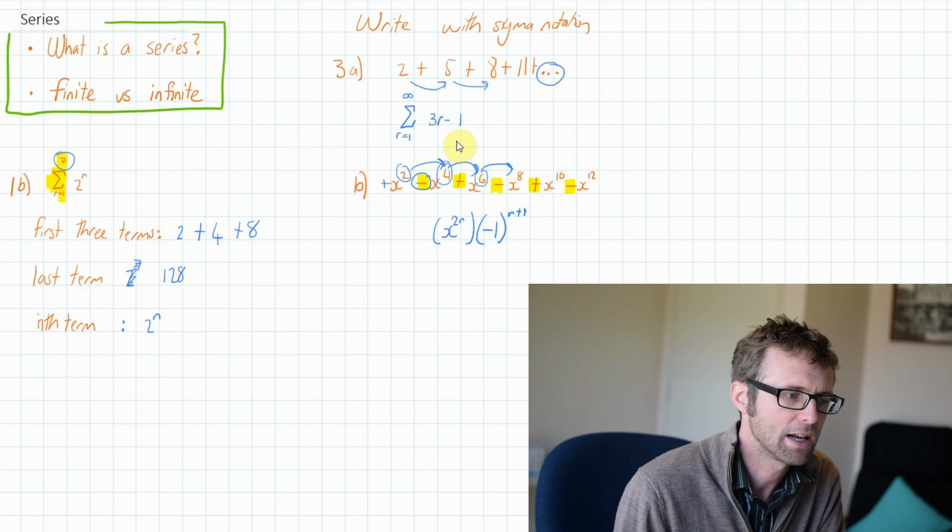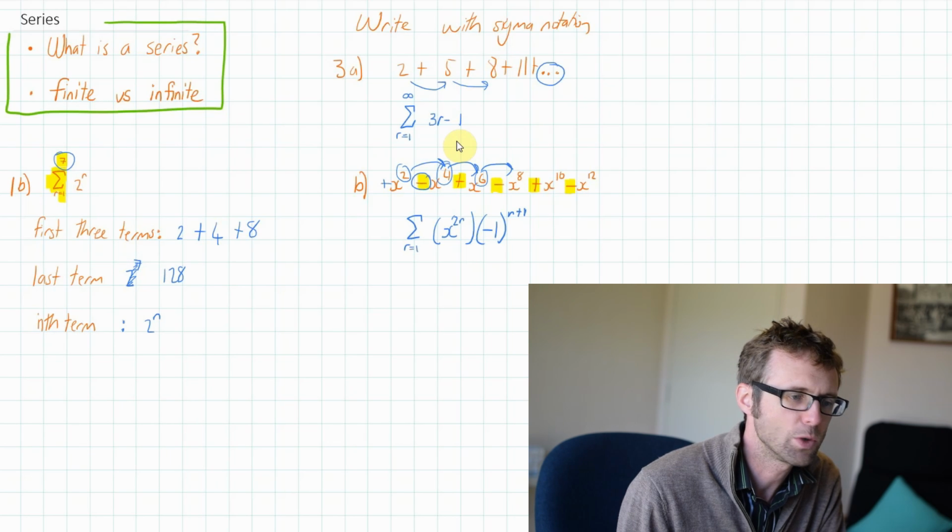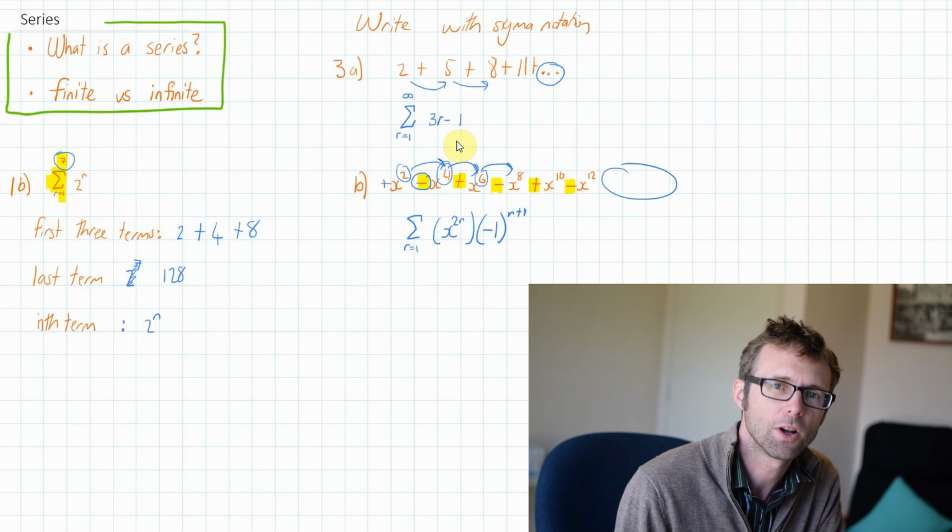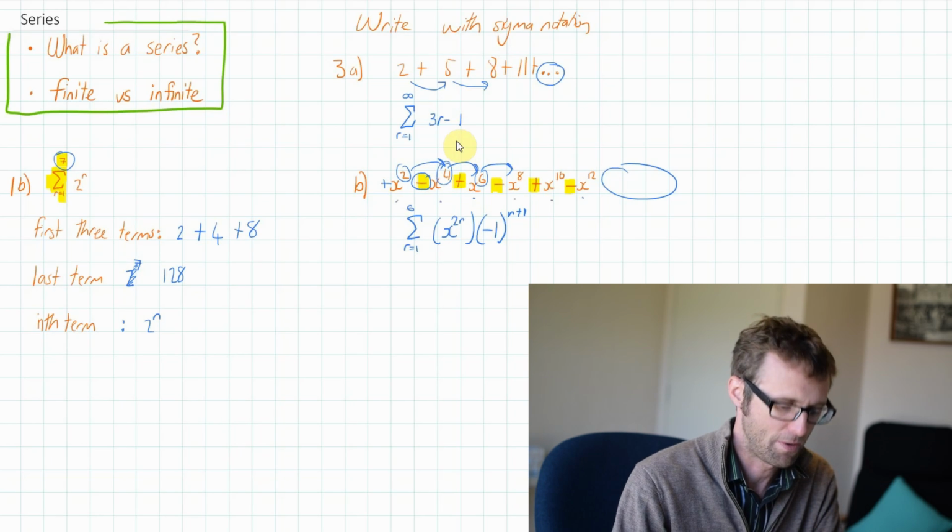Now we just chuck in our sigma. And what are we starting at? We're starting at r is equal to 1. Now notice here at the end we don't have any dot dot dot, which means it's not an infinite series, it's a finite series. And we're going to r equals 1, 2, 3, 4, 5, 6. So I'll write 6 up here. And that is my final answer for this.